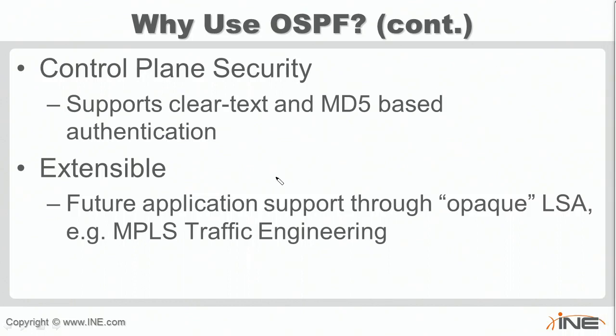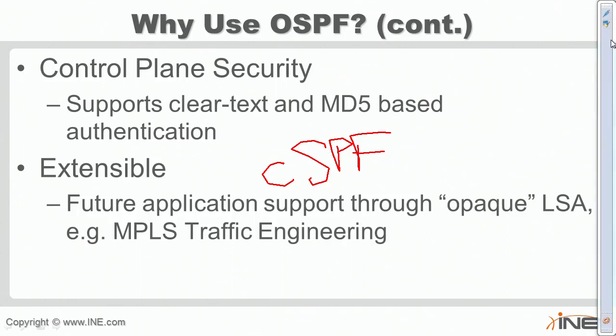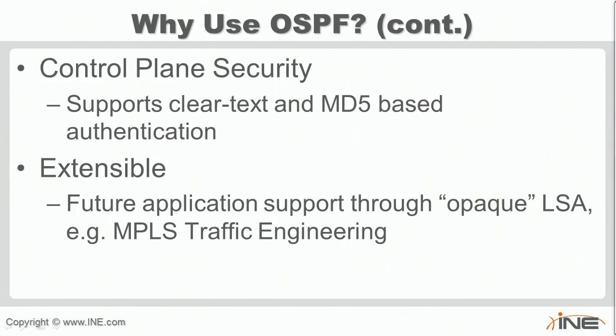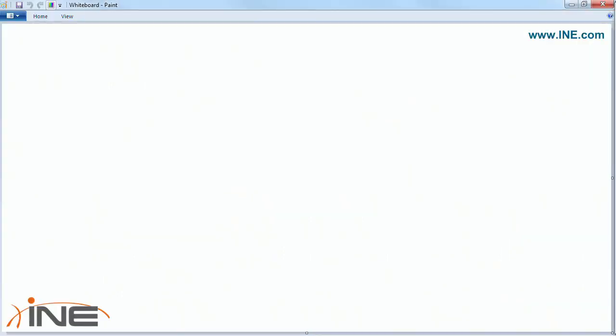What this is called is the constrained shortest path first calculation, where you're adding additional attributes like the bandwidth requirements of the tunnel. Or sometimes this can also be used to denote what's considered a shared risk link group.